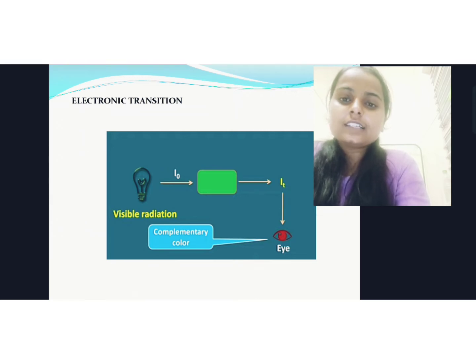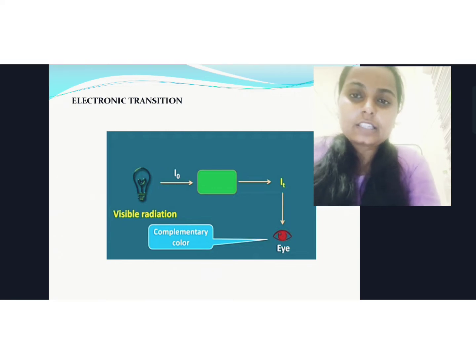The color we are observing is not the color corresponding to the radiation absorbed, but actually the complementary color of the green color. That means the object absorbs some radiation, and the color remaining is the complementary green color. So the question is, why does this object appear green? Because it absorbs visible radiation.